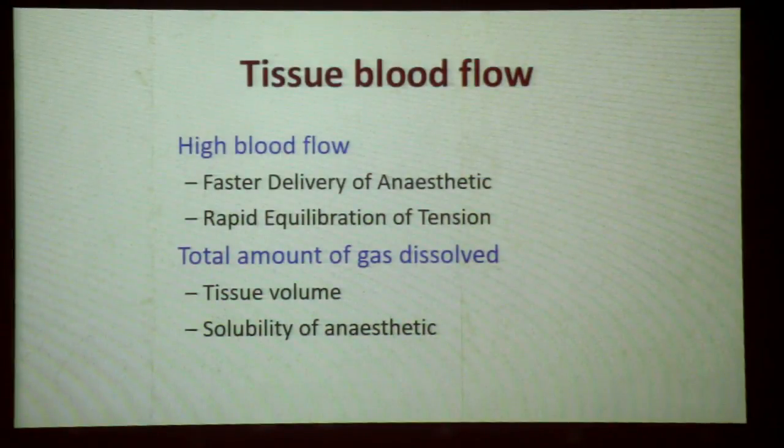So the tissue blood flow, if there is a high blood flow, there is a faster delivery of the anesthetic to the brain, and there is rapid equilibration of the tension. So the total amount of gas which is dissolved again depends upon the volume and the solubility of the agent. That is what we discussed right in the beginning, the time constant. So if you apply the time constant here, flow divided by the capacity into solubility, you get the tissue blood flow which we are talking about.